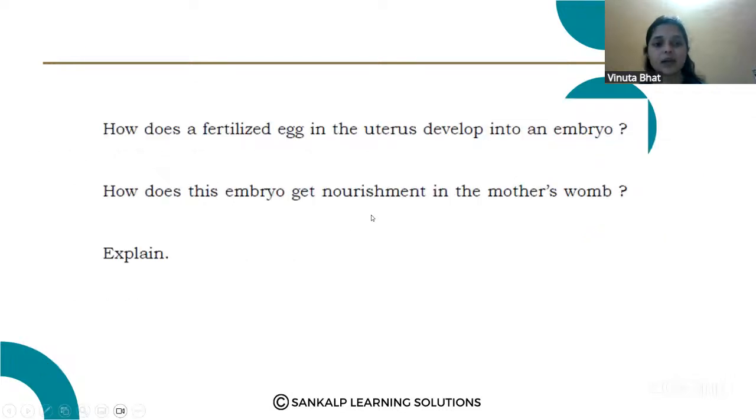Next question. How does a fertilized egg in the uterus develop into an embryo? How does this embryo get nourishment in the mother's womb? Explain. Please note down this question. How does the development of the embryo take place, and how does this embryo get nourishment in the mother's womb? So that is also an important question.